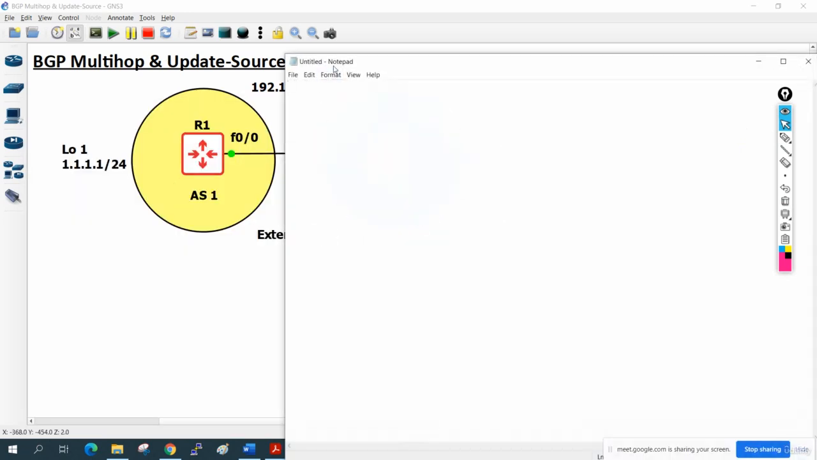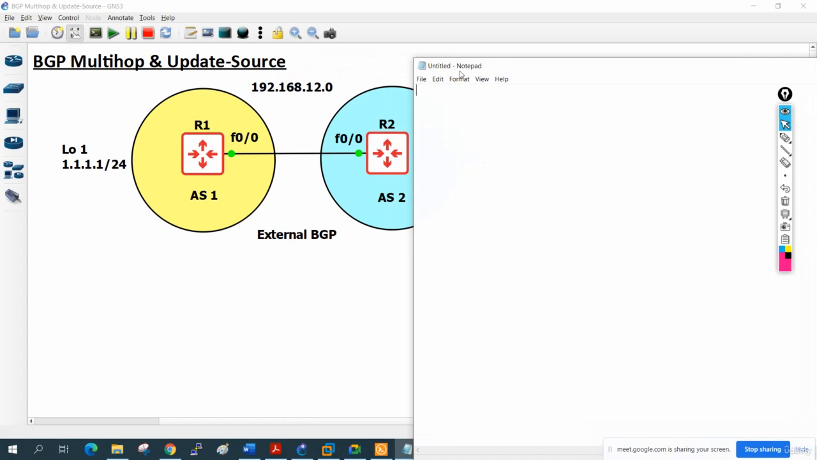So here I will write, this is a lab for eBGP Multihop and update source, because after some classes we are going to do some more labs, so there we are going to use this concept. So we need to know what is the meaning of eBGP Multihop and what is the meaning of update source. That's why we are doing this lab, and this is a new topic, so better we practice so we know that one. R1 configuration.